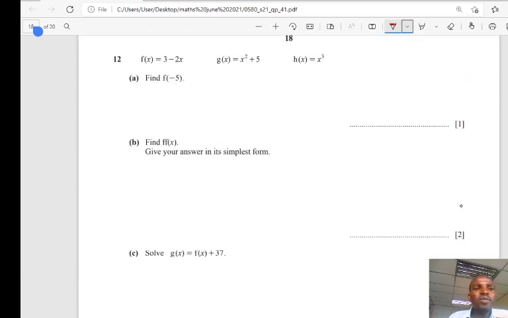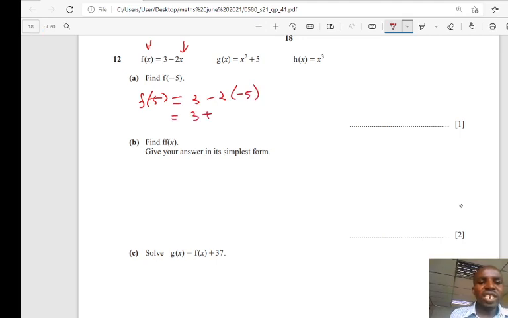Next, question number 12. These are functions. Part A, find f of minus 5. This one is easy. You can see there's f of x here, and you have to put in x. So if it's f of minus 5, it means where there's x, you just put minus 5. It will be 3 minus 2 times minus 5. Then you can simplify. 3 plus 10 is 13. Done.